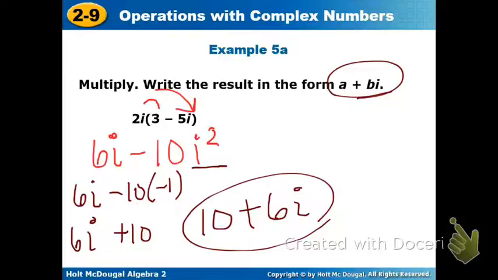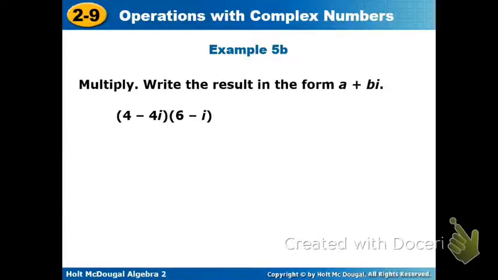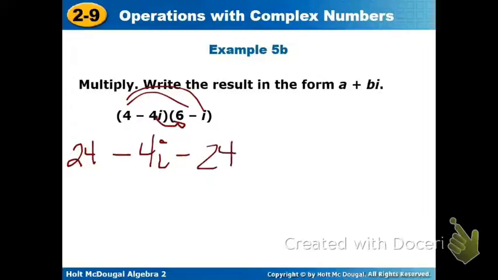So not too bad, as long as you remember that i times i is i squared, and then anytime you have an i squared, it comes out as a negative 1. So let's try another. Okay, this one's a little bit lengthier, but you can do it. 4 times 6, 24. 4 times negative i is negative 4i. Negative 4i times 6 is negative 24i.